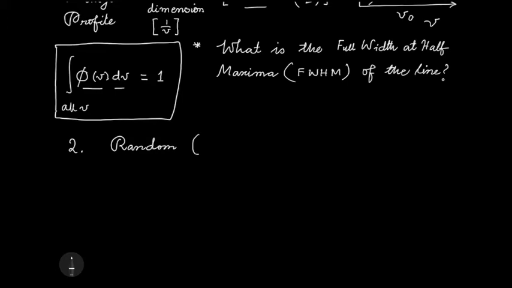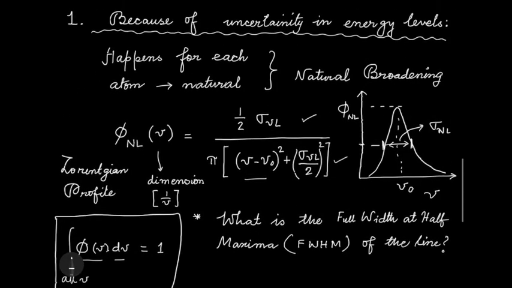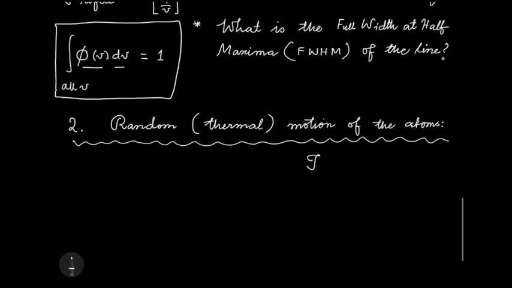There is another type of broadening that happens. It's because of random motion of many atoms. And this random motion is often thermal, if the atoms that are emitting or absorbing have come into thermal equilibrium. And for obvious reasons, this is called thermal broadening. So here we called it natural broadening. So this is thermal broadening.